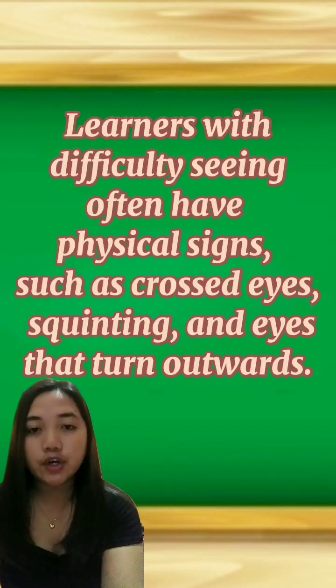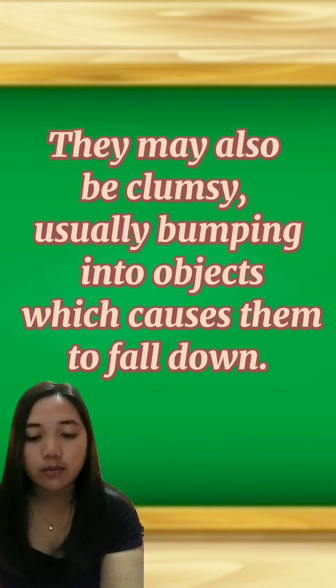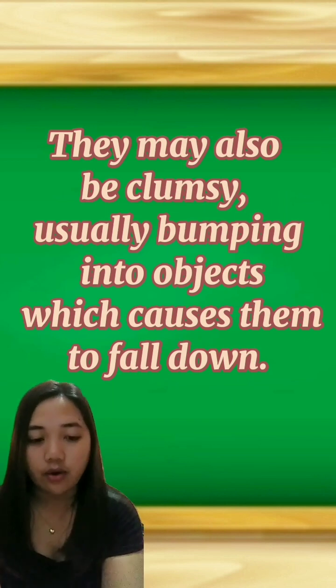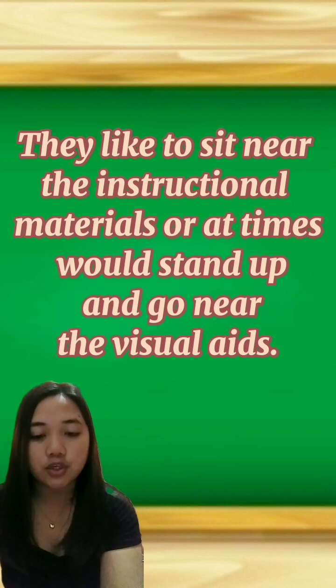Identification. Learners with difficulty seeing often have physical signs such as crossed eyes, squinting, and eyes that turn outwards. They may also be clumsy, usually bumping into objects, which causes them to fall down. They like to sit near the instructional materials or at times would stand up and go near the visual aids.